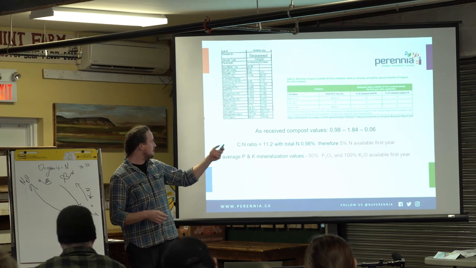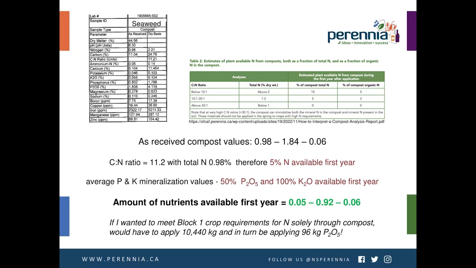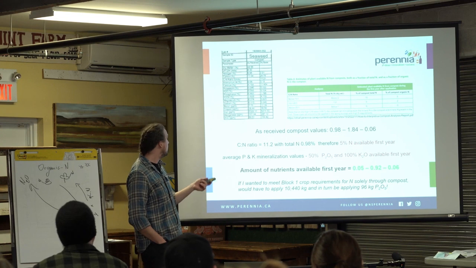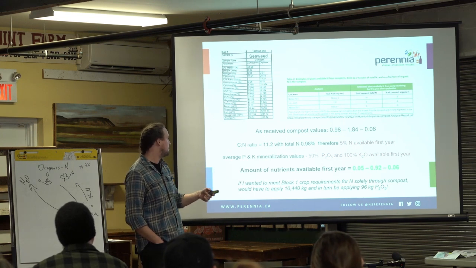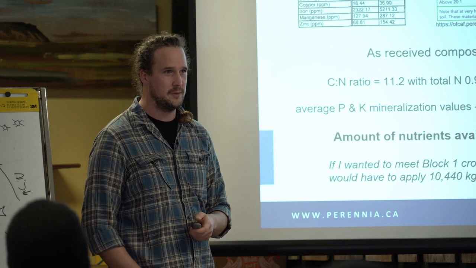So going from our as-received compost values, the amount of plant available nutrients for nitrogen drops dramatically. This is the amount of plant available nitrogen, phosphorus, and potassium we have in our first year. And just as an aside, you can see the nitrogen content is quite low. If I wanted to meet the nitrogen requirements of my brassica crop solely from this compost, I would need to apply 10 tons of compost to my 232 meters squared, which would be 96 kilograms of phosphorus, which would, you'd be destroying some river systems if you did that.